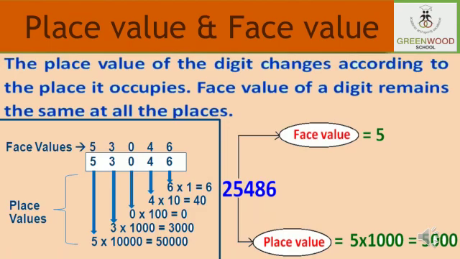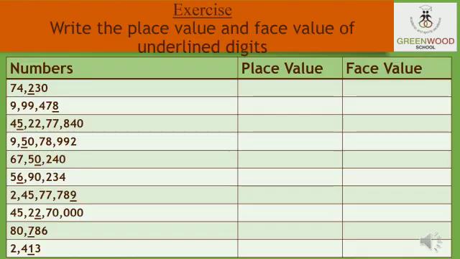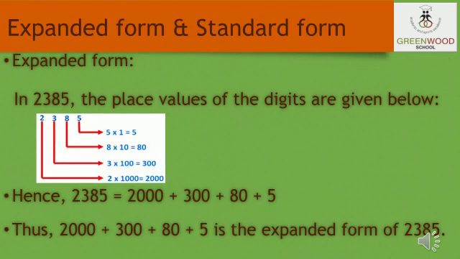To find 3's place value, 3 after how many digits is written? 3 digits. Then first write 3, after that put 3 zeros, means 3000. To find 5's place value, 5 after how many digits is written? 4 digits. Then first write 5, after that put 4 zeros, means 50,000. Now solve this exercise. Write the place value and face value of the underlined digits.